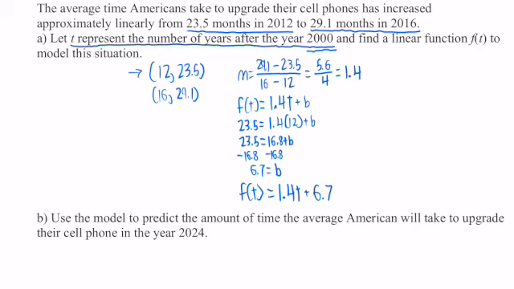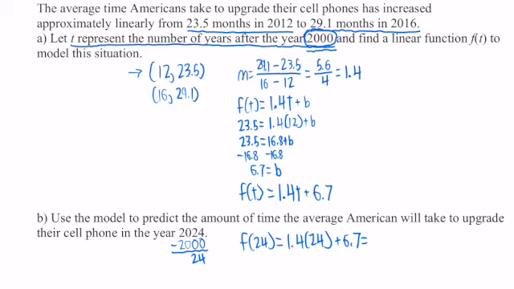Now let's look at part B. It says, use this model that we just came up with to predict the amount of time the average American will take to upgrade their cell phone in the year 2024. 2024, remember, we're not going to plug that in. t is years after our starting year of 2000. So we take 2024 minus our starting year, and we get that we're going to plug in 24 for t into our function. Here we would have 1.4 times 24 plus 6.7.